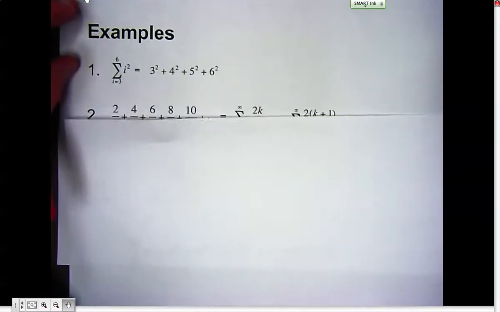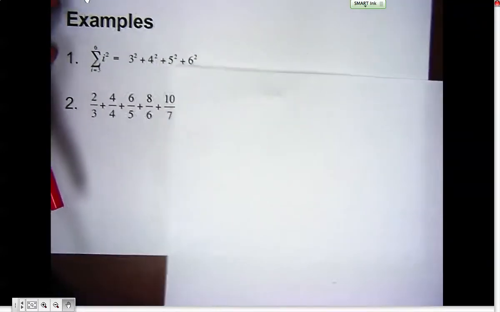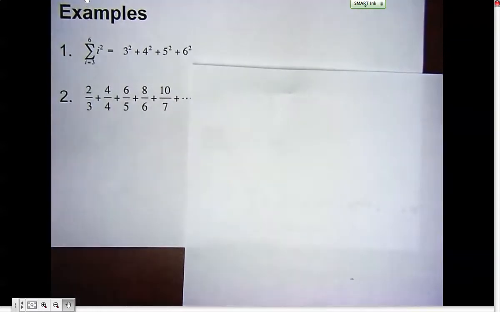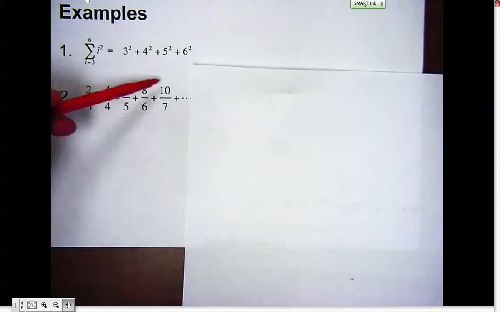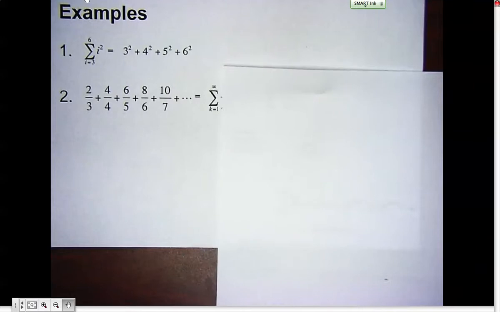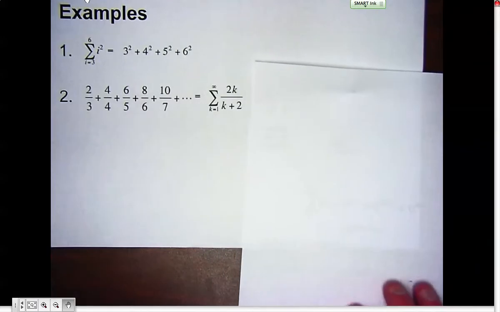Here's another one where we're going in reverse, and we're trying to write this in sigma notation. You can see the pattern here. The top is going up by 2 each time, and the bottom is going up by 1. Sometimes these are a little tricky, and you have to play around with it. Basically, the top is even numbers, and the bottom just keeps going up by 1. Remember that the indexing variable automatically keeps going up by 1. Here's one way you could do it.